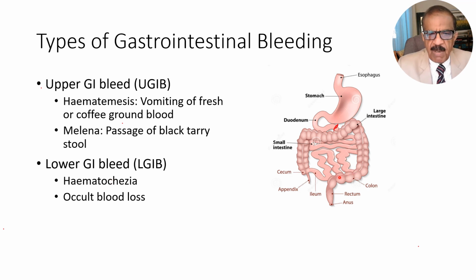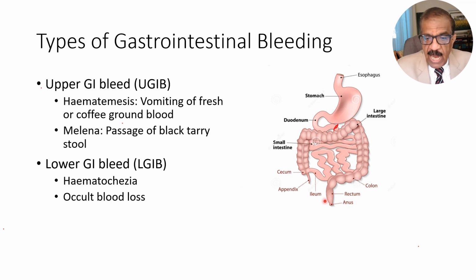Hematochezia means blood which is passed through the rectum, which is fresh. Even the layperson can identify that this is blood, but it is coming from the rectum. And then the occult blood loss. Somebody may develop anemia over time, whereas you don't see any blood, and the stool is not black or tarry, because it is a small amount and it is passed over time, and that becomes responsible for anemia, but there is no actual blood seen.